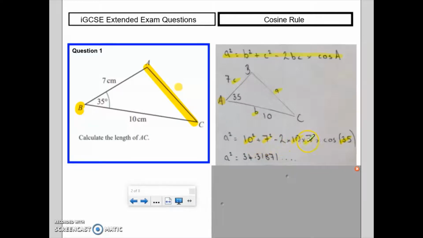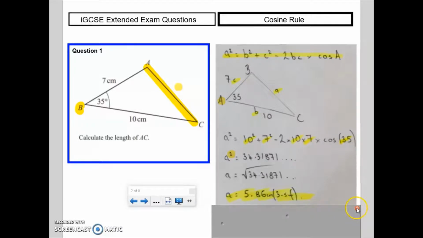This was all put into my calculator and it came up with the value 34.31871. I haven't rounded my answer just yet because I'm not finished. That is the answer to a squared, but I don't want a squared, I just want a. Therefore, I'm going to square root that value to find my value of a, which I've rounded to 3 significant figures. So the length of AC, which I've labelled little a in my new drawing, is 5.86 centimetres to 3 significant figures.